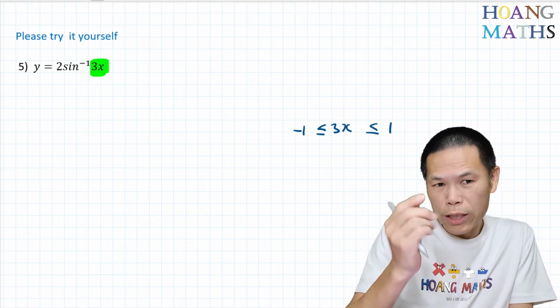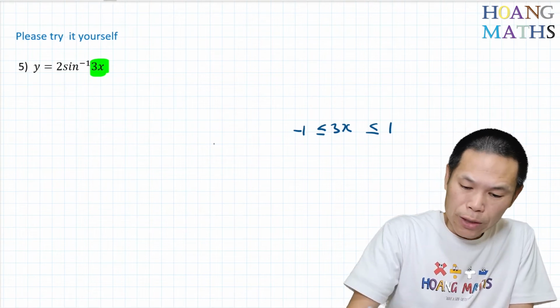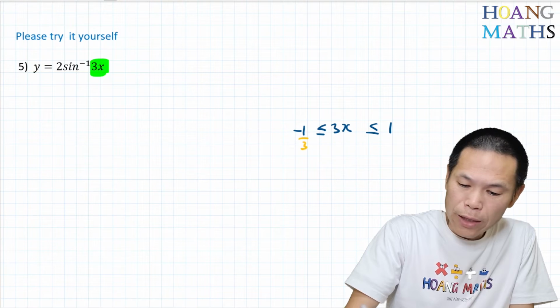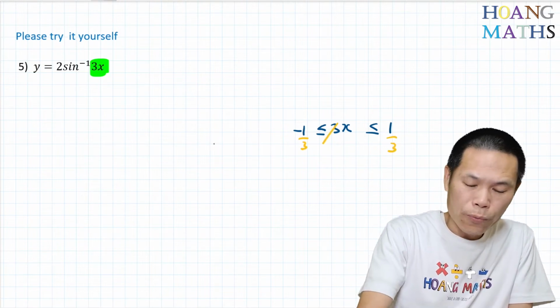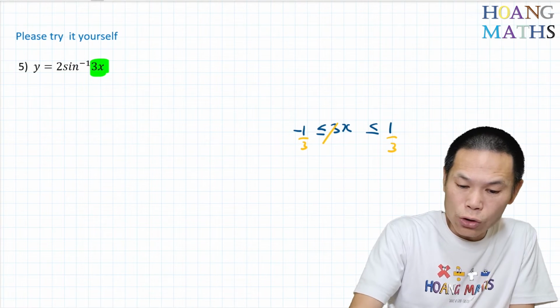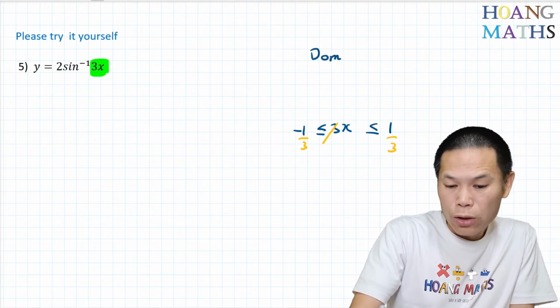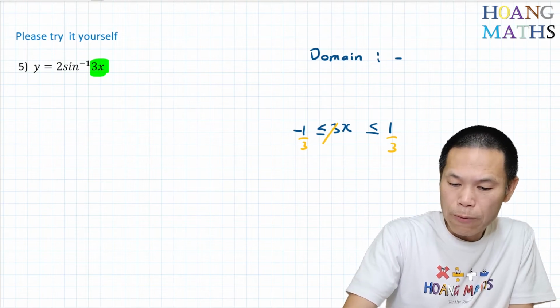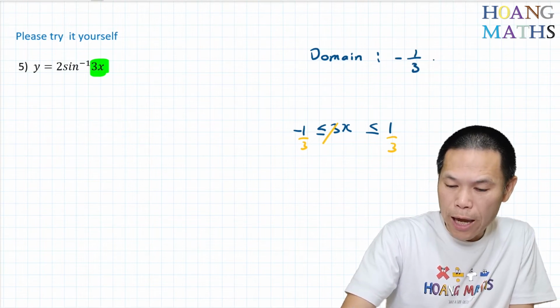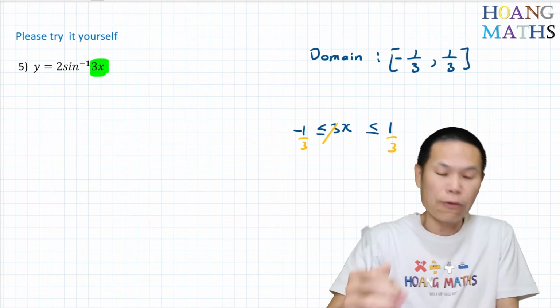So now what I do, I divide both sides by 3. So if I divide this by 3 and I divide this by 3, that cancels out. So therefore, your domain should be between -1/3 and 1/3. So that is your new domain for these functions.